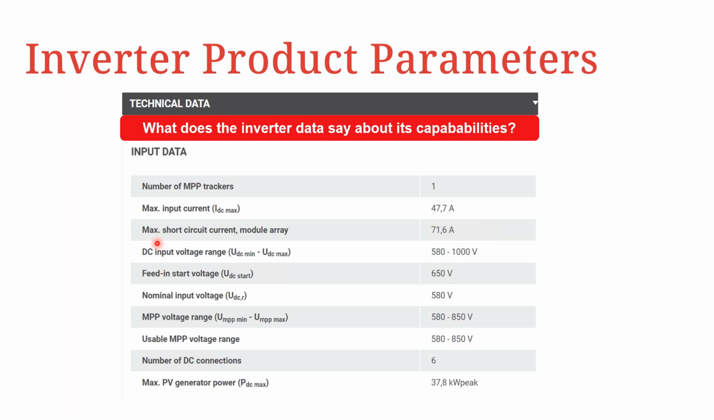And then also the DC input voltage range, so this is the input voltage range that the inverter can handle. This is from 580 to 1000 volts. And the feed-in start voltage. So you have to ensure that your PV string voltage is above the said 650 volts with the Eco 27 in order to then start PV production.